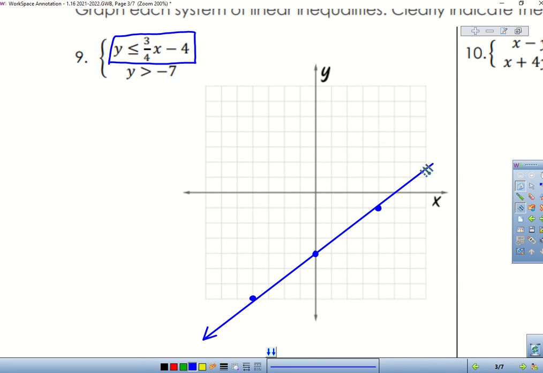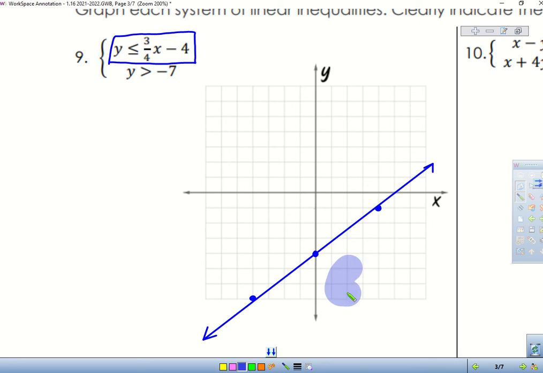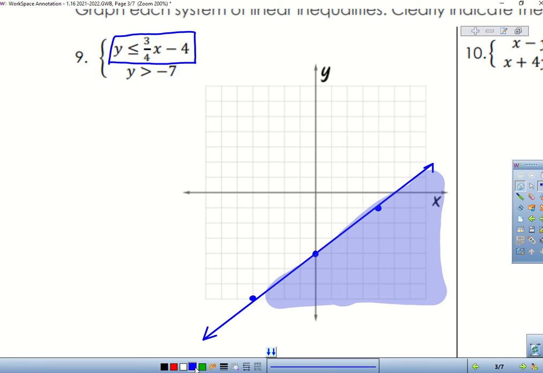Should we use different colors? Yeah, so you're going to do one equation in one color and one in the other. So I'm going to shade below this line. Let me make my blue a little more prominent because it was kind of light on the last slide. There we go. So I'm going to shade below this line because the y is not being eaten by the alligator, right? And then we're going to do the same procedure for the other line.